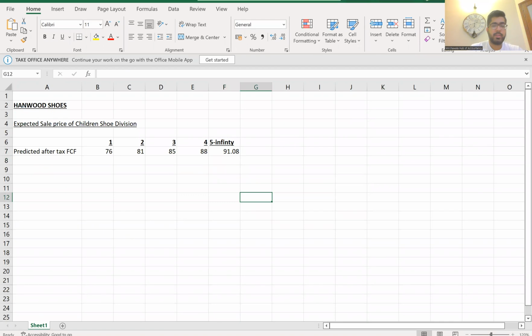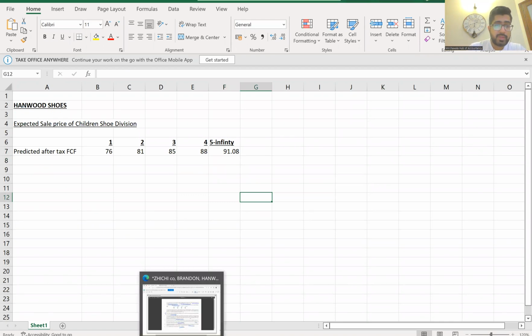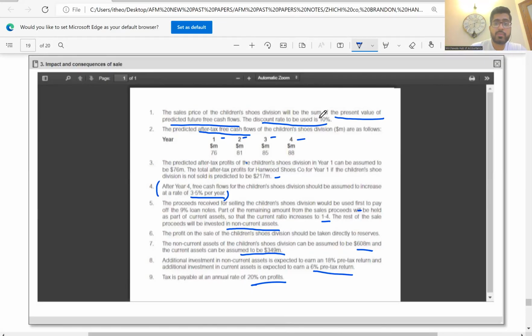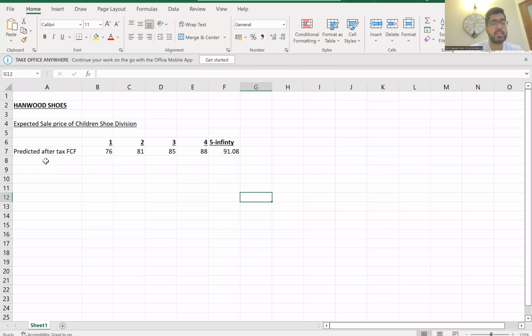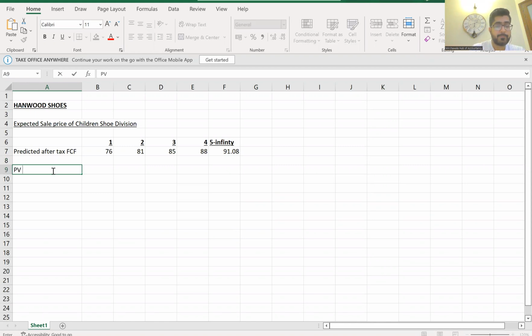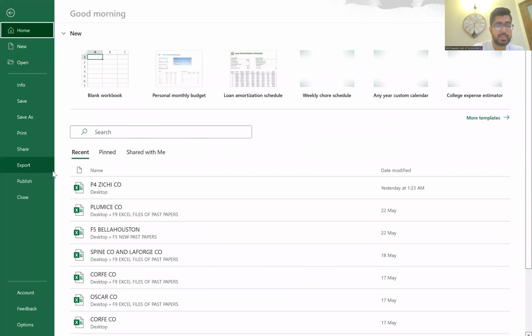Okay, so these are the predicted free cash flows, and the sale price of children's shoes division is the sum of present values of predicted free cash flows. So these are the predicted free cash flows. You need present values of predicted after tax FCF.